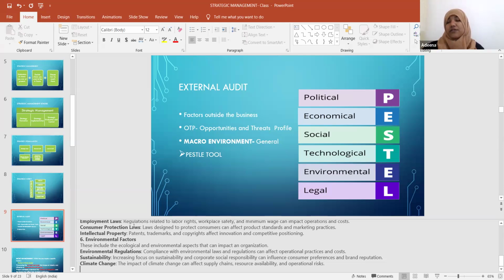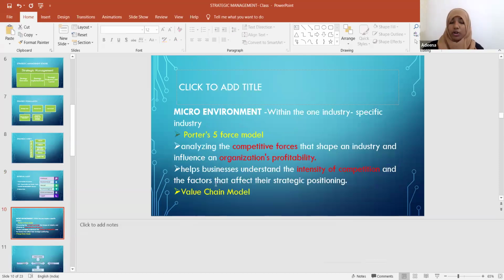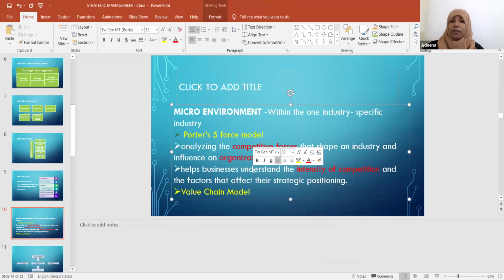So the second substage for strategy formation is external audit. External audit means analyzing the external factors that have an impact on the organization. If we analyze external factors, the organization can understand what strategy it should follow to achieve its objectives. It could be done through the PESTLE factors for the macroenvironmental factors, and for the microenvironmental factors, other tools like Porter's Five Forces model, value chain model, etc. could be used.